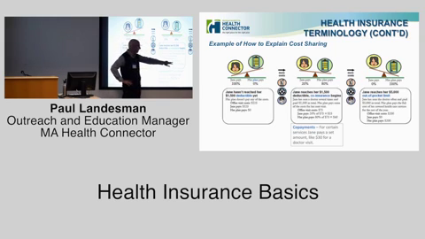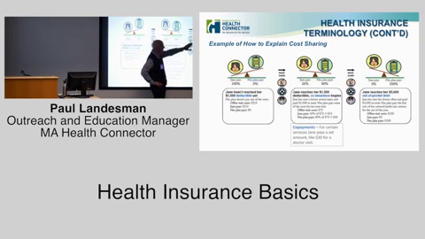Jane pays 20% of the $75, which is $15. Her plan pays the other 80%, which is $60. So that's the concept of coinsurance, and that's basically what we're showing here. She pays 20%, the plan pays 80%. Again, moving to the next one.